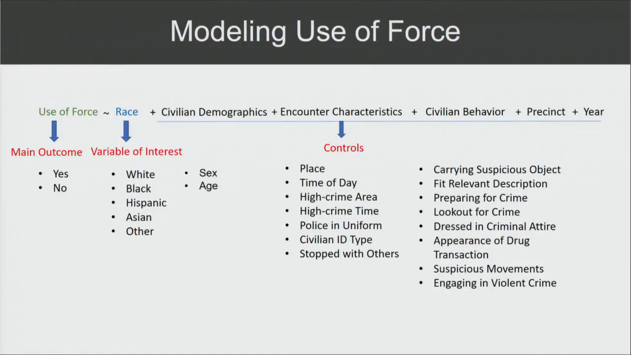What Fryer did is construct a model that accounts for as much difference as possible for this data set. So let's now look at the model. As you can see, the main outcome of the model is use of force, so whether force was used or not. And the variable of interest is race. A no-control model would have race as the only predictor and use of force as the main outcome. But we want to know how it changes after we add different variables. Do other variables actually account for some of the differences that we noticed? So we add different controls, like civilian demographics, encounter characteristics, civilian behavior, precinct, and year. Now we want to know whether there was any change or not. For that, we have to look at the results for Fryer and for us. So let's look at the tables.